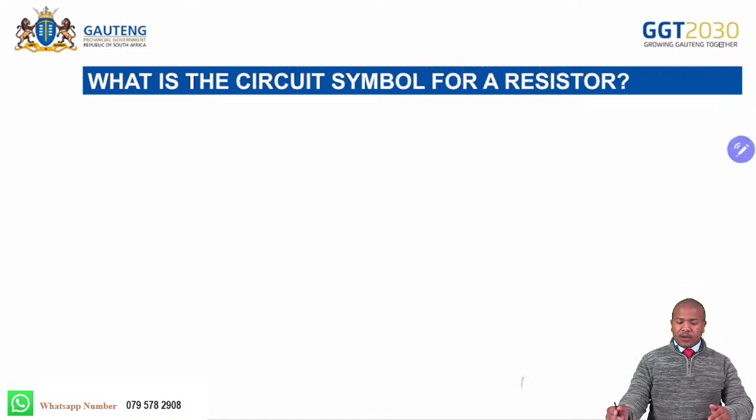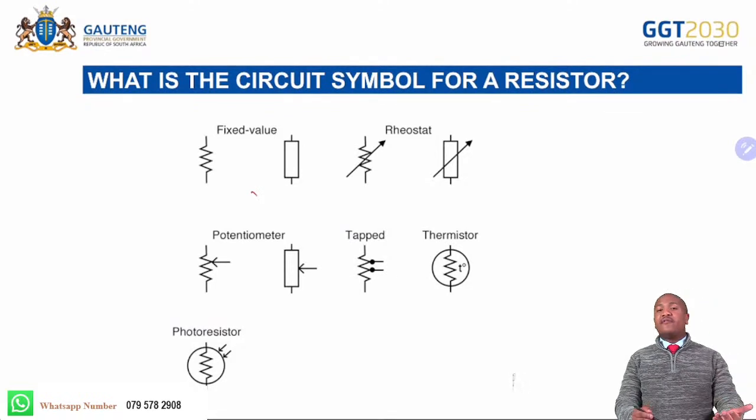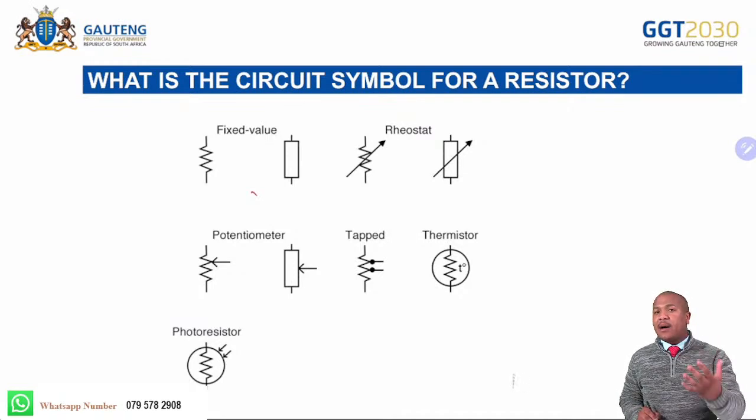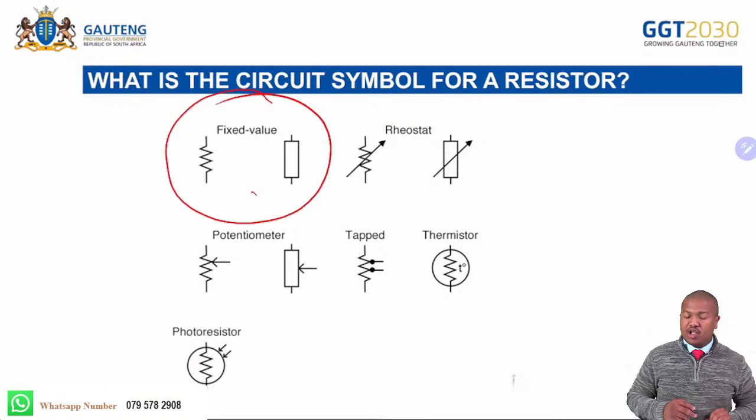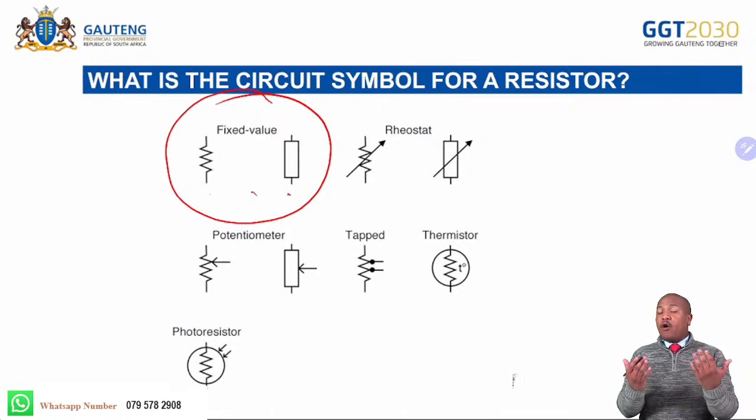Are we together? So now, let's remind ourselves, what is the symbol for a resistor in an electric circuit, right? We have several symbols here, right? That's some that you're going to come across in the later stages, right? So now we have fixed value, we have rheostats, we have potentiometer, we have tapped, we have thermistor, and we have photoresistors. Those are all examples of resistors. But for our grade specifically, I want us to focus on these two, right? The fixed value ones, right?